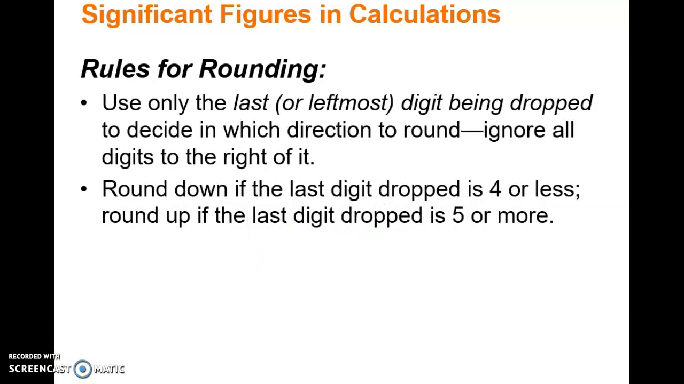Rules for rounding are basically the same rules that you guys have known all along. You're going to be looking at your first non-significant digit, and if that first non-significant digit is greater than or equal to 5, you're going to round the last significant digit. If that first non-significant digit is less than 5, you're going to leave that number off and all that follow. Okay, we'll do some practice here.